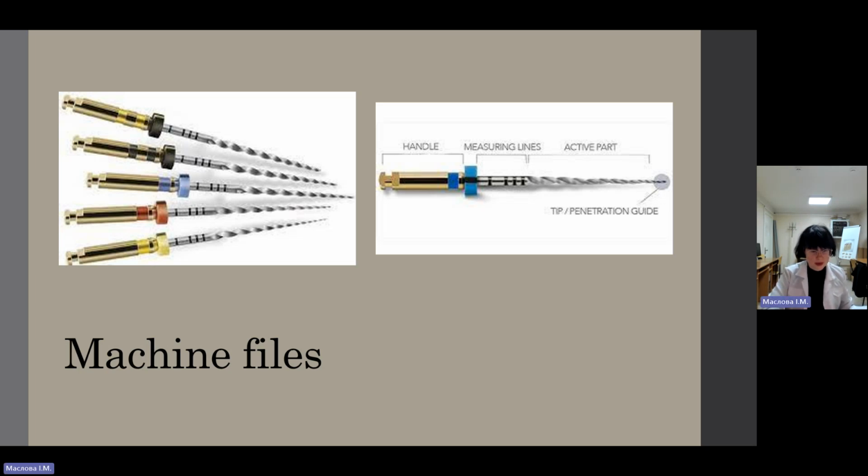The active part with the cutting angles. The rake angle of most conventional instruments is negative, so the cutting blade scribes rather than cuts the dentine, and this is inefficient.